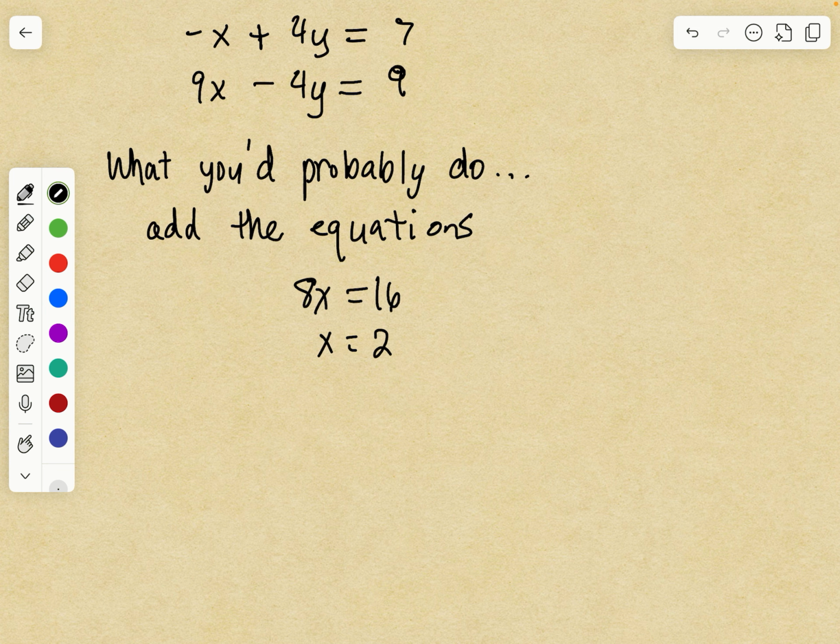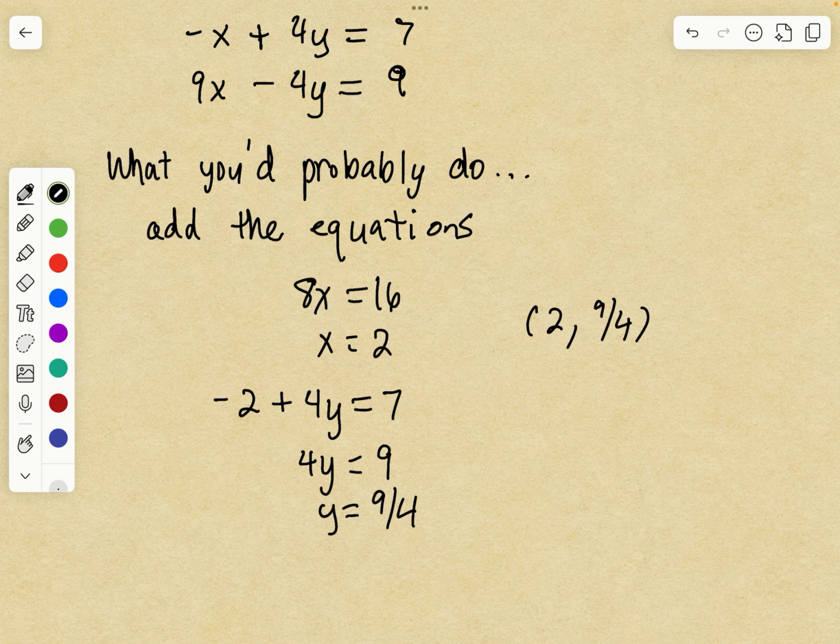So x is 2, and can you figure out what y is going to equal? You just plug it into either of the equations. Let's just plug it into the first one. Then I'm going to get 4y is equal to 9, and then y is equal to 9 over 4. So the answer is 2, 9 over 4, right? That's my solution. x is 2, y is 9 over 4.